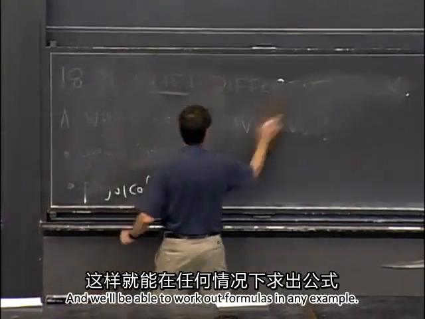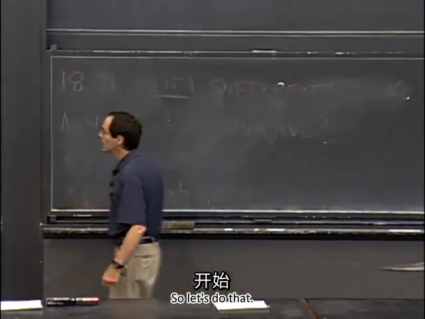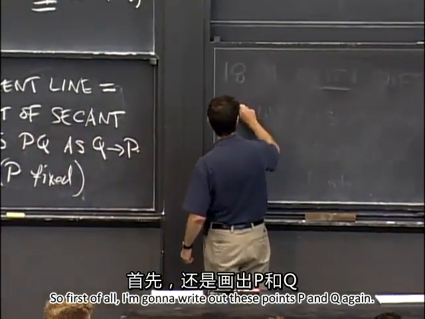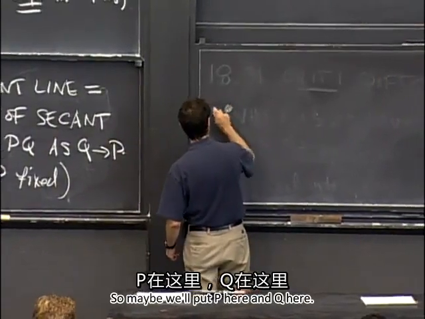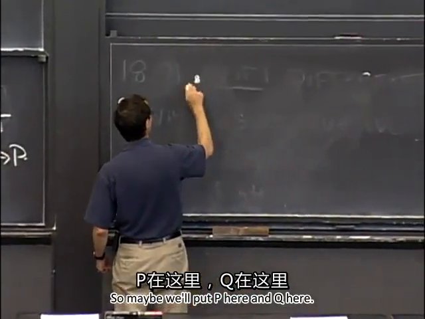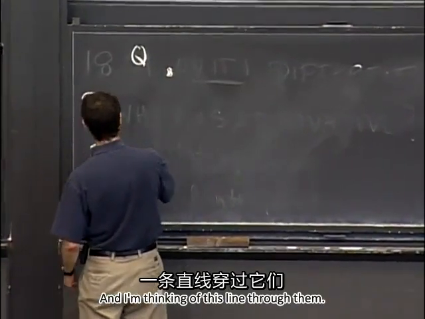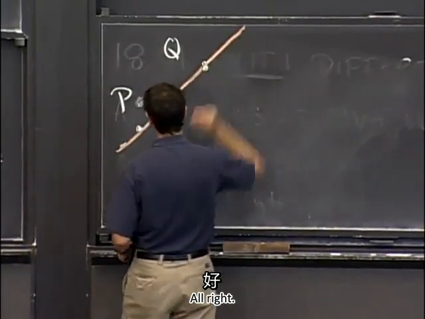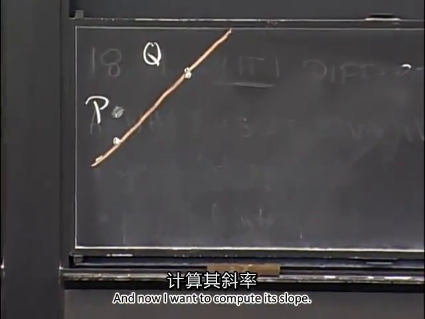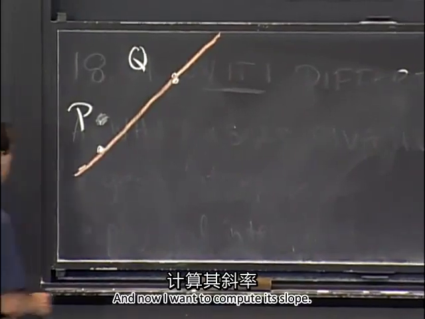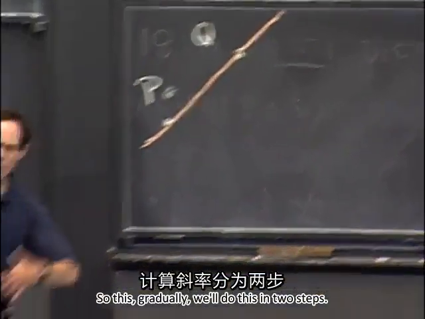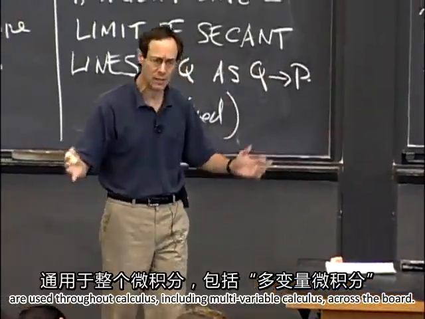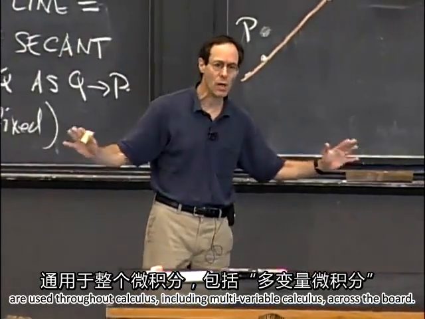So let's do that. First of all, I'm going to write out these points P and Q again. So maybe we'll put P here and Q here. And I'm thinking of this line through them. I guess it was orange, so we'll leave it as orange. All right. And now I want to compute its slope. We'll do this in 2 steps, and these steps will introduce us to the basic notations which are used throughout calculus, including multivariable calculus, across the board.